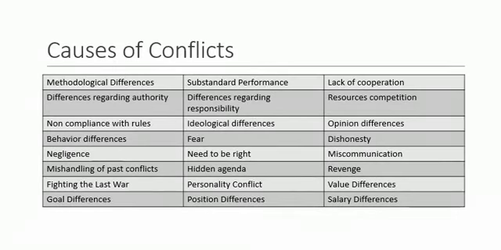First of all, there are methodological differences. Then we can have substandard performance from different employees or teams, lack of cooperation among people, differences in authority, differences in responsibility. Then dishonesty is a bigger cause of conflict, and dishonesty is not accepted by many people. Fear is also a cause of conflict, fear that a person can grow other than you or grow greater than you. Then there are behavior differences. Negligence is also an important factor in causing conflict. Hidden agendas are a very dangerous type of conflict.